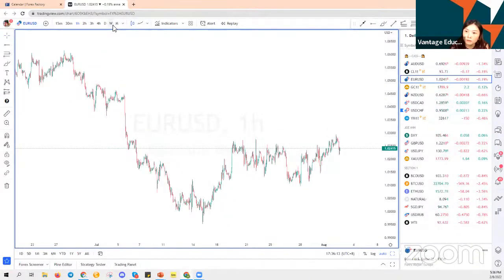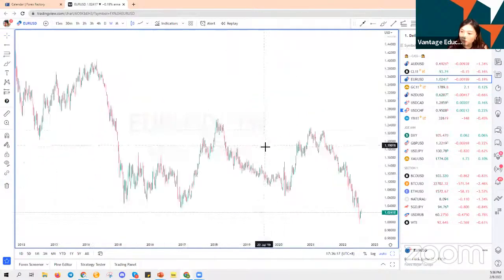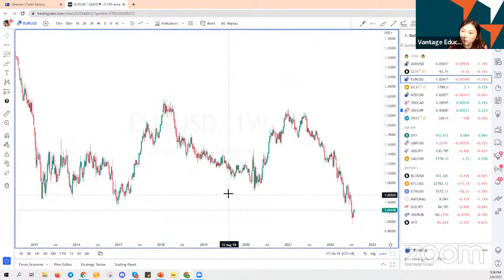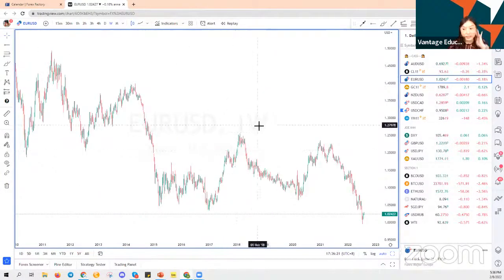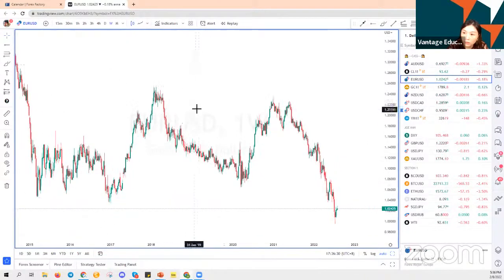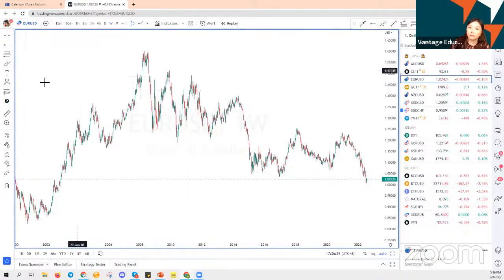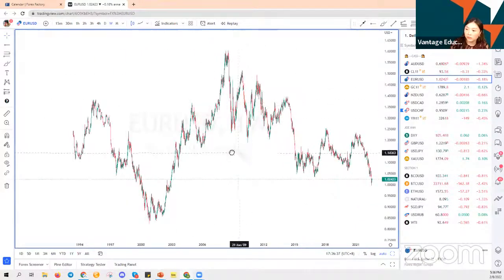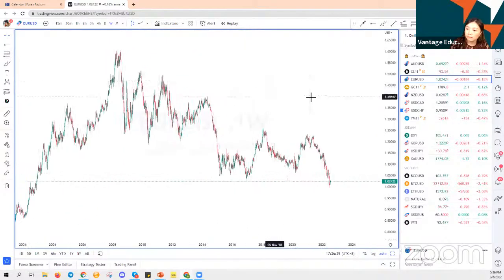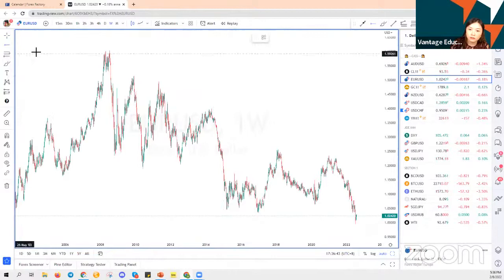Okay, now let's try. Let me know in the comment section whether this is a bullish or a bearish trend. If you know, please post it in the comment section and let me know. In my opinion, this looks kind of messy, but if you zoom out, it's actually still in a downward trend.